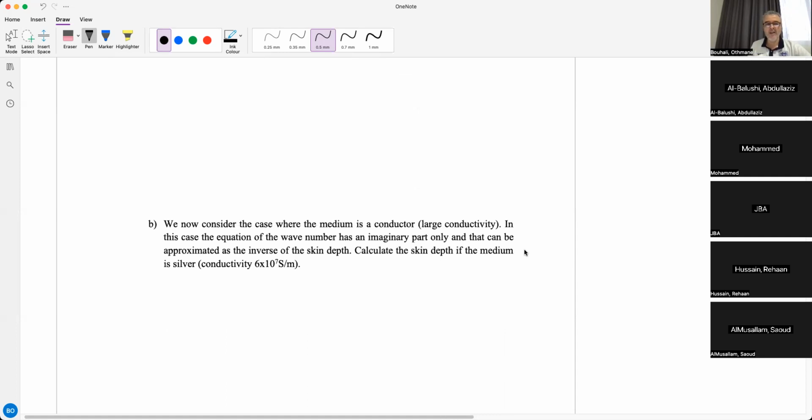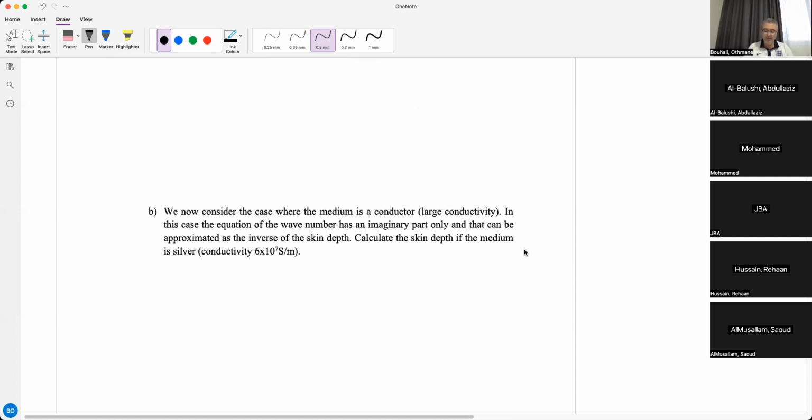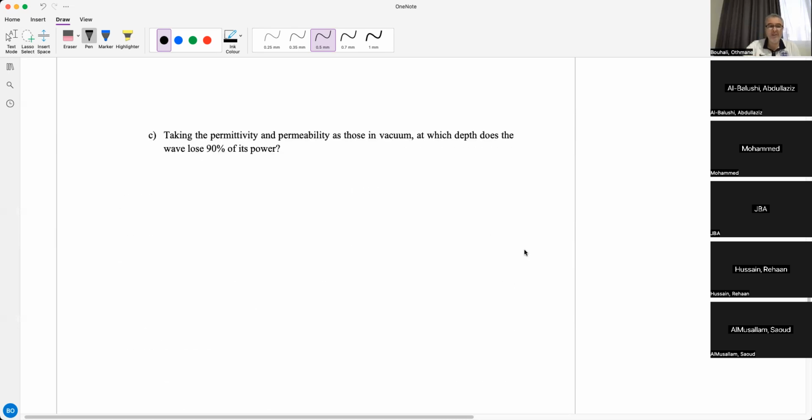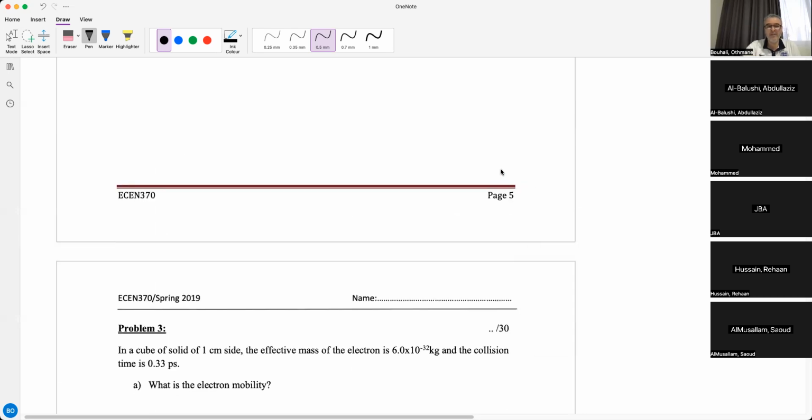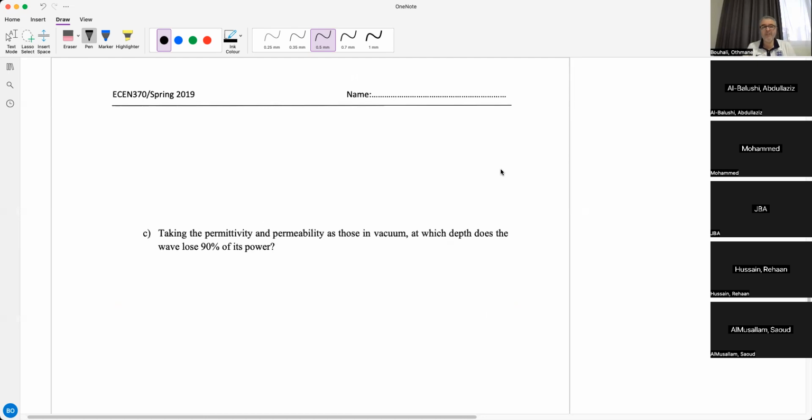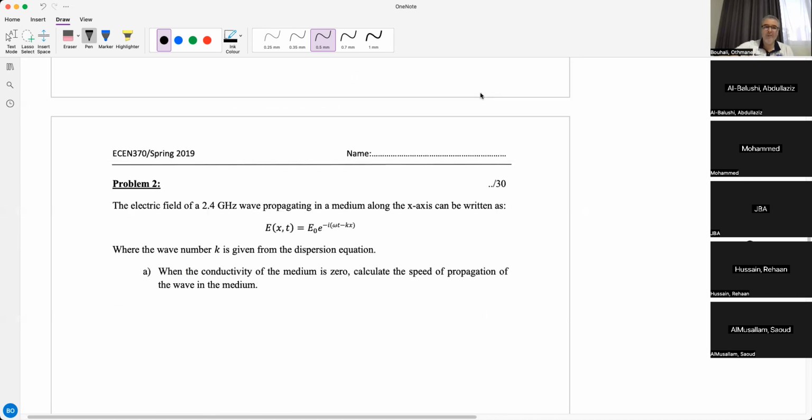Very easy. Now we consider the case where the medium is a conductor, with large conductivity. In this case, the wave number has an imaginary part only, and that can be approximated as the inverse of the skin depth. Calculate the skin depth if the medium is silver. And the last question: taking the permittivity and permeability as those in vacuum, at which depth does the wave lose 90% of its power? I think it's a very straightforward problem. Let's start from the first part.